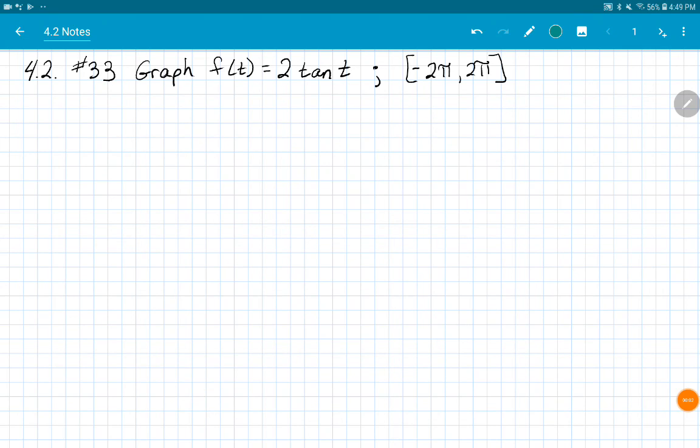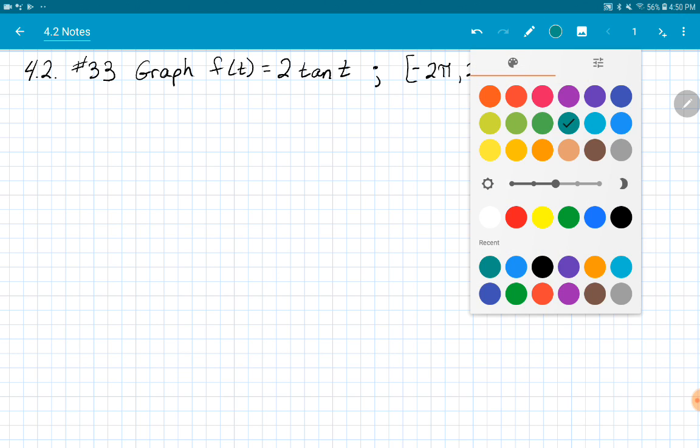In section 4.2, homework problem number 33, we're going to graph the function f of t equals 2 times the tan of t. And in previous problems, we already learned how to graph tangent of t using the asymptotes, the zeros, and 1 point. So we'll repeat that process, but here with a 2 in front. So our a is 2. So that factor gives a vertical stretch to the tangent function we already know. So it's going to be a little more stretched out.